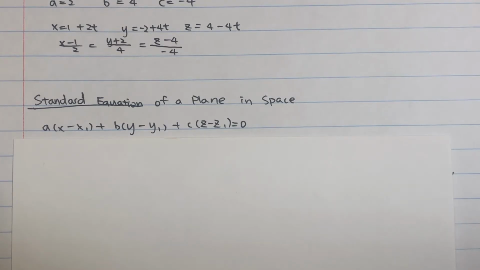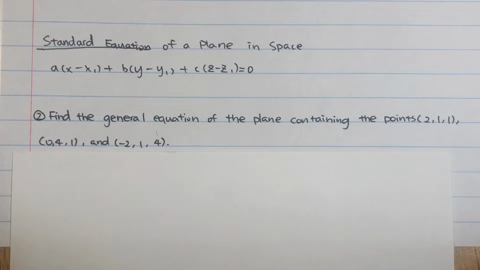Here is the standard equation of a plane in space: a times (x minus x1) plus b times (y minus y1) plus c times (z minus z1) equals to 0. For example 2, we need to find the general equation of the plane containing the points (2, 1, 1), (0, 4, 1), and (negative 2, 1, 4).